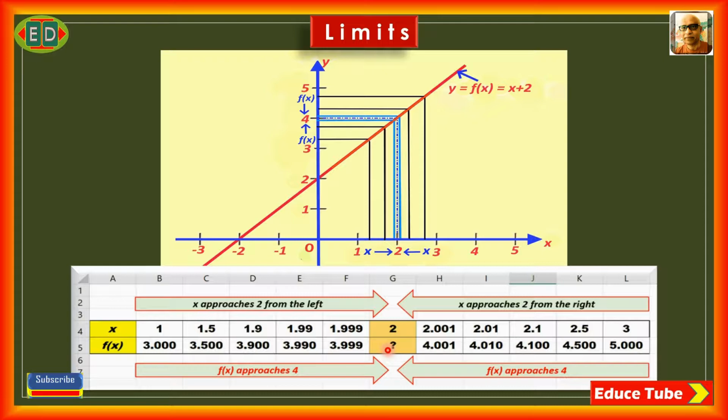So what does it mean? It means in upward direction the value of f(x) approaches from 3 to 3.999 and then 4. And as well in the downward direction the f(x) value approaches from 5 to 4.001 and then 4. That's what we got, the clear picture from the graph as well as from the table.